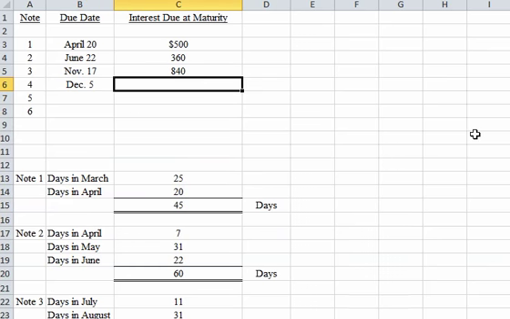Now let's calculate interest on note 4. It's going to be the face amount, $54,000, times 7%, times 90 days, divided by 360 days in the year. So that comes to $945. Okay, note 5.